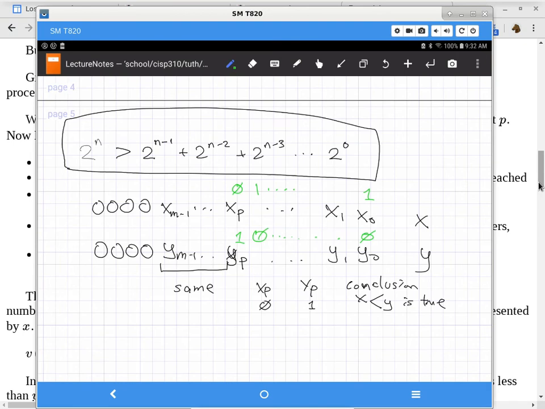This is the reason why we can conclude that if xp is a 0 and yp is a 1, x is less than y. We don't have to look any further. So we are relating the theorem that I proved earlier to the reason why I can make this conclusion here. All right.